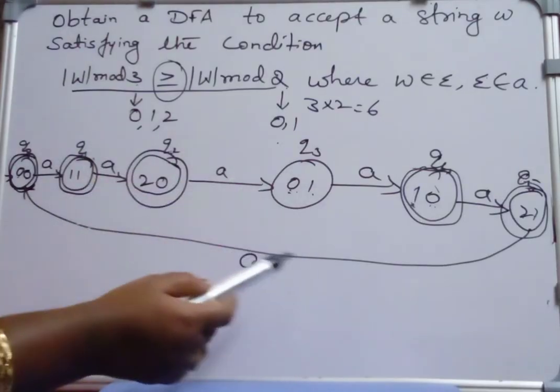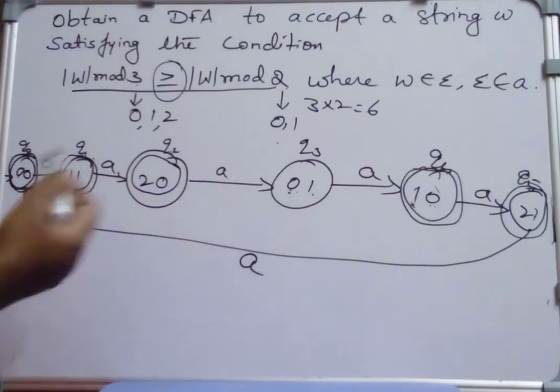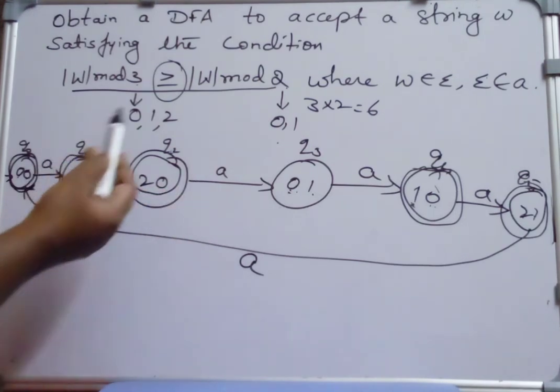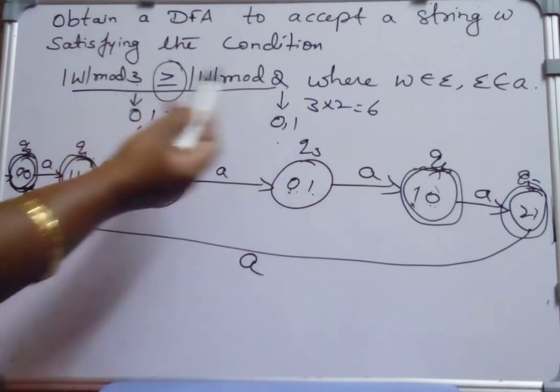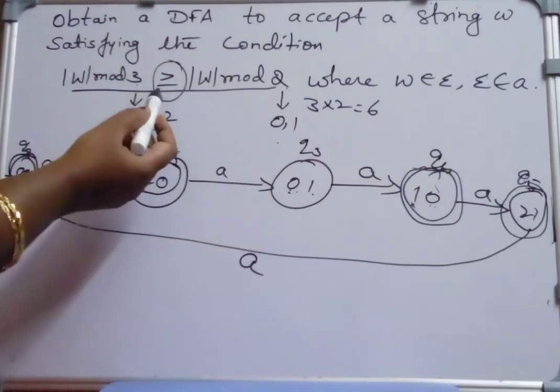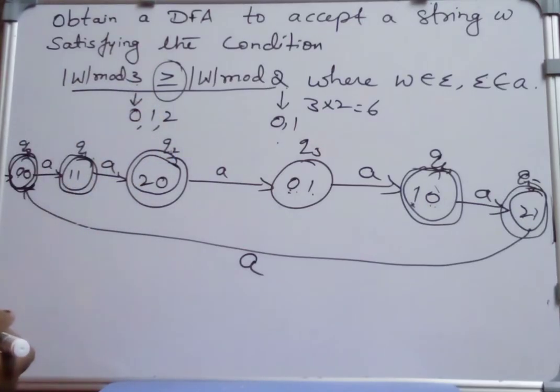So this is the hint to identify the states. Instead of writing the state names as Q0, Q1, Q2, we can take the possible remainders of 3 and 2 and write like this, and easily we can identify the final states for this DFA based on the condition. I hope you all understood this.